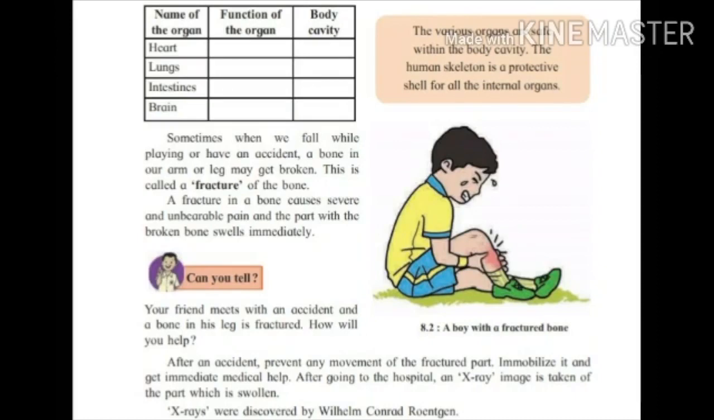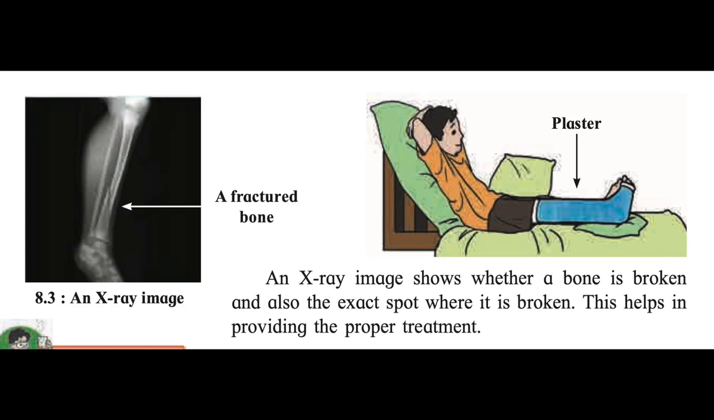Now, what should you do when you fall or when you get a fracture? You should go to a hospital as soon as possible, and you should immediately take an X-ray image. X-ray was discovered by Wilhelm Conrad Röntgen. Now, what happens when you take an X-ray? The X-ray image shows whether a bone is broken, and also the exact spot where it is broken. This helps in providing the proper treatment.